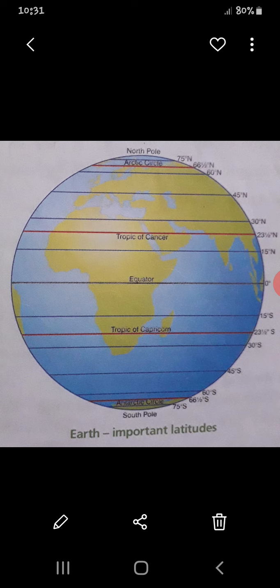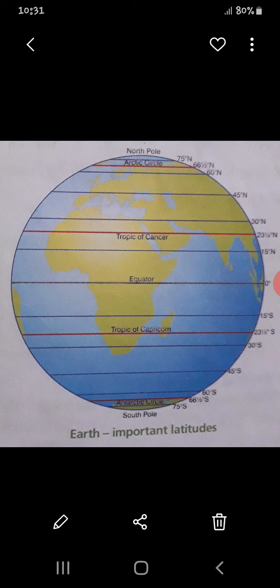So the value of each latitude is therefore followed by either the word north. For north we mention it as capital N, and put a 0 on top. You write the number, put a small 0 on top, and then write N for north, or if it is in the southern hemisphere, you write a capital S. So you can notice this in the diagram.